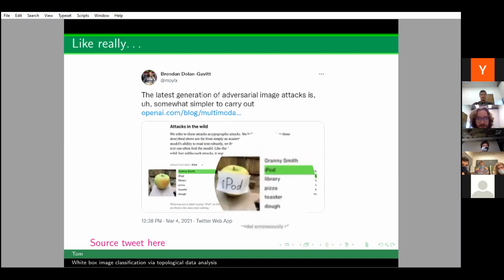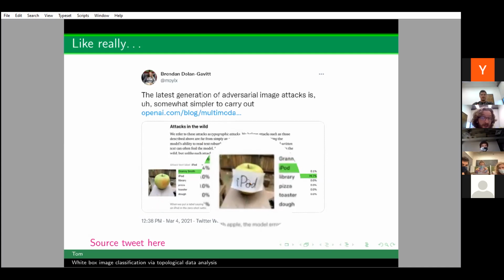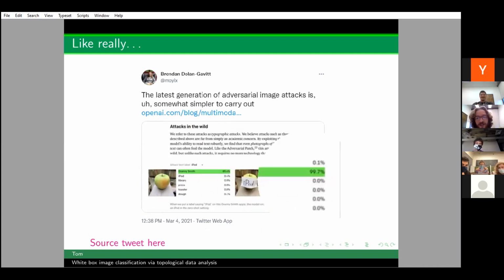And here is that same Granny Smith apple, but with the word iPod written on it. And now it is over 99% confident that this is the physical Apple iPod. These kinds of attacks are kind of funny to look at and laugh at, but if you think about things like Tesla's automated driving systems, and you think about what would happen if someone sprayed graffiti on a stop sign, and instead of stop, it said go. You can see why you really need to understand what's going on under the hood, and you need to prevent these kinds of attacks.